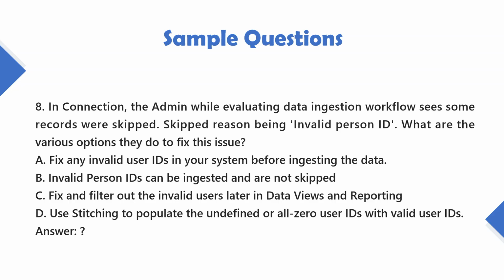8. In connection, the admin, while evaluating the data ingestion workflow, sees some records were skipped. Skipped reason being invalid person ID. What are the various options they can do to fix this issue? A. Fix any invalid user IDs in your system before ingesting the data. B. Invalid person IDs can be ingested and are not skipped. C. Fix and filter out the invalid users later in data views and reporting. D. Use stitching to populate the undefined or all zero user IDs with valid user IDs.